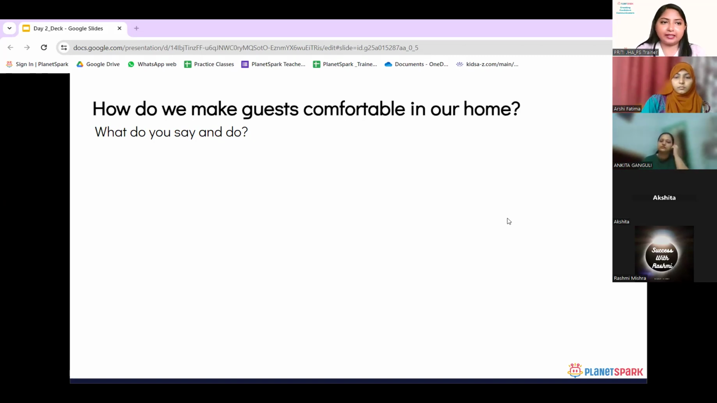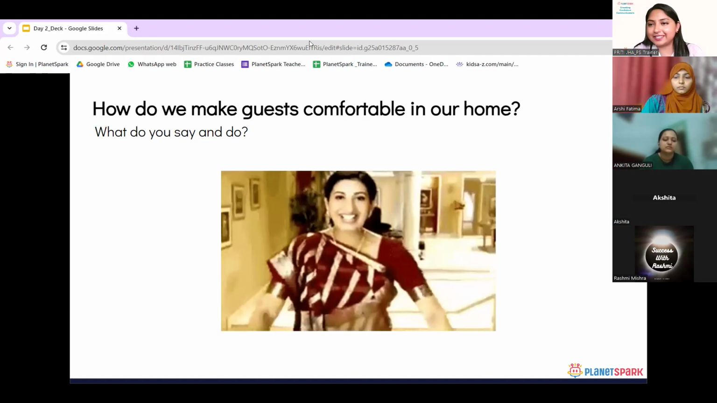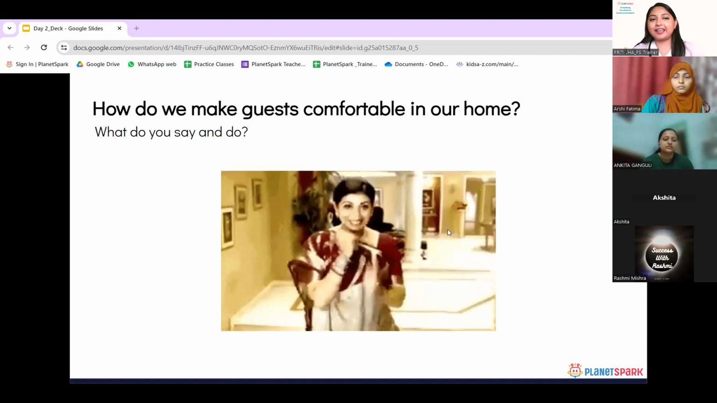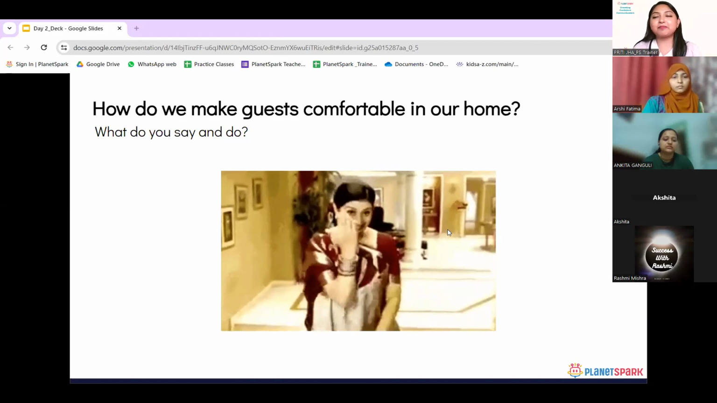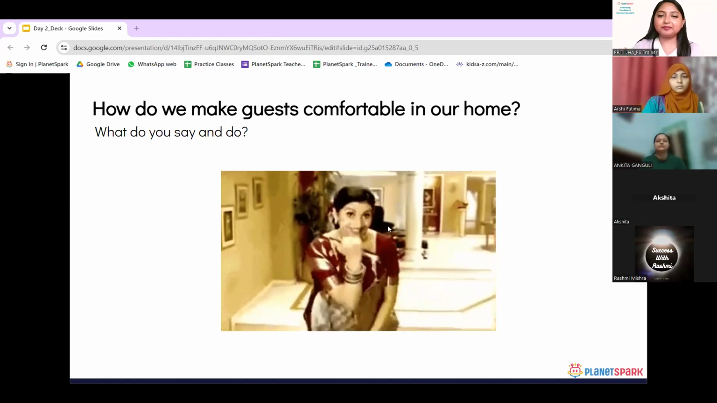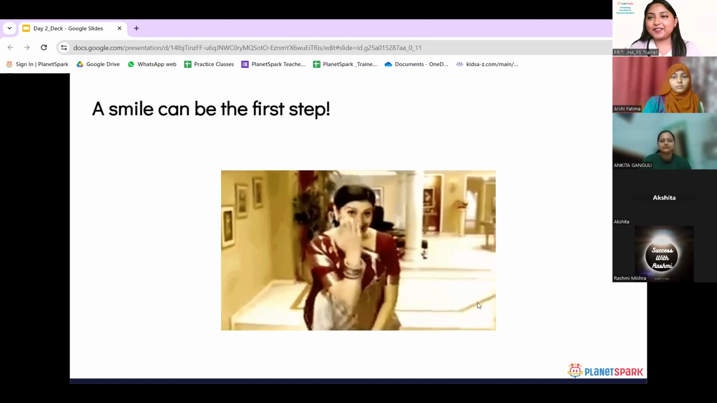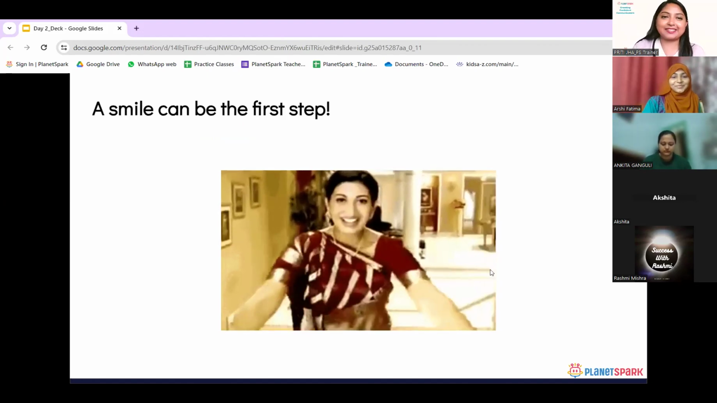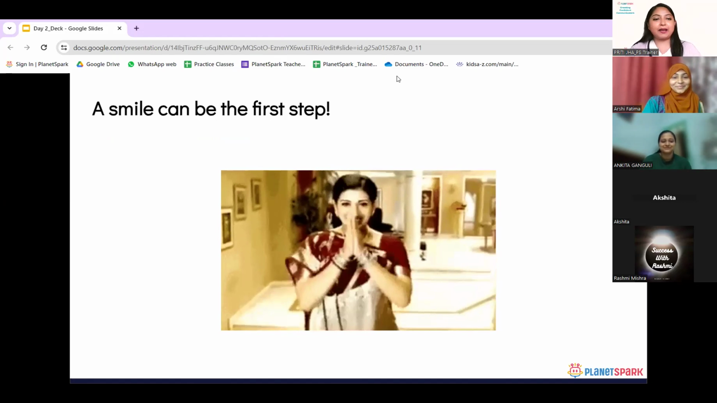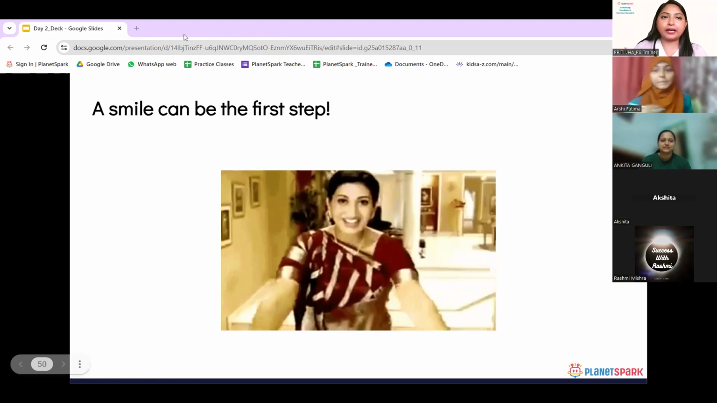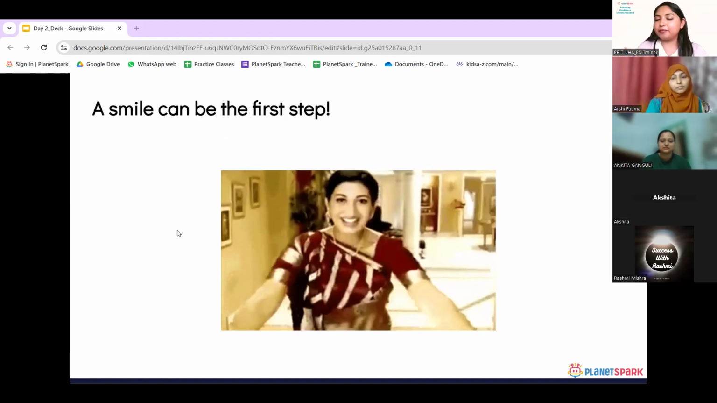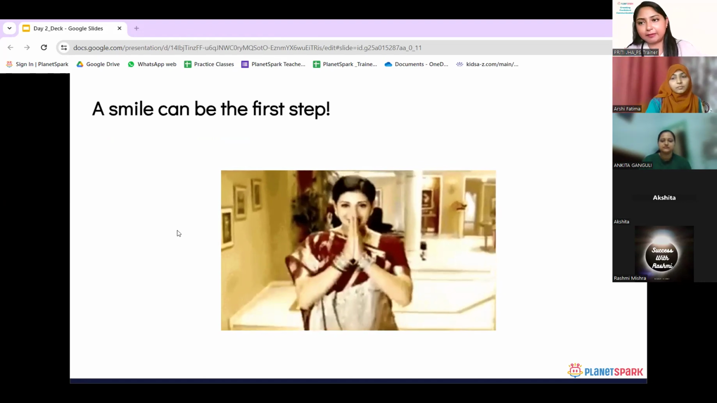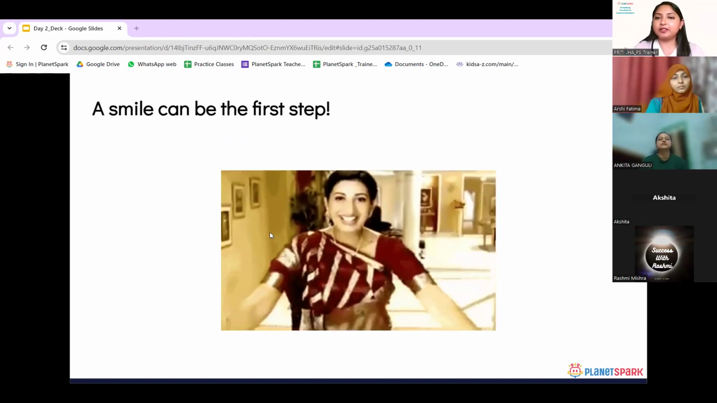Yes, wonderful. Smile. So that's probably the first step, isn't it? We will keep a big smile on our face and we'll greet them. Okay, a smile can be the first step, right? Of course, greeting them with a warm smile, talking to them, introducing, and saying please sit, please feel comfortable. All those things come later, but a smile could be the first step.